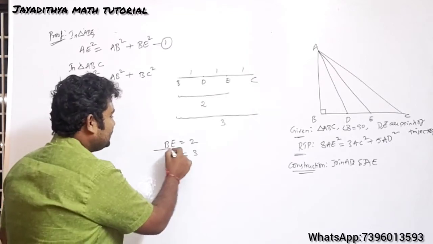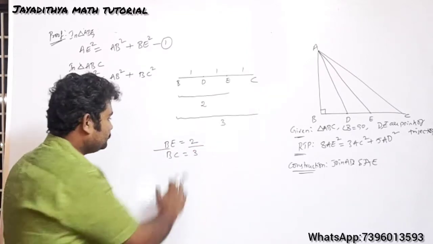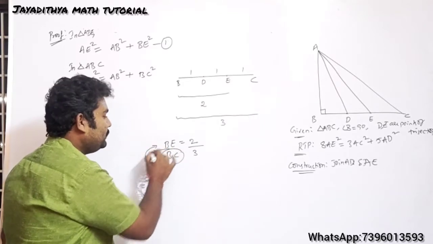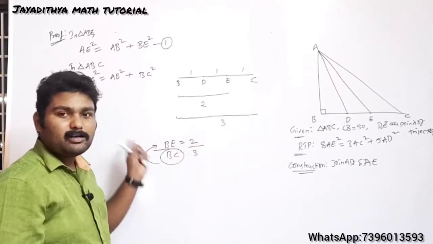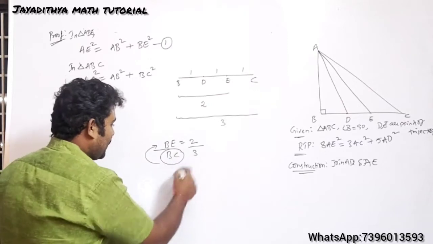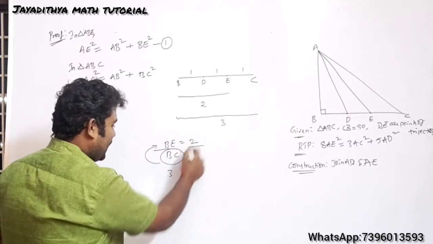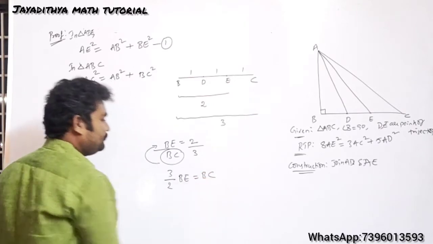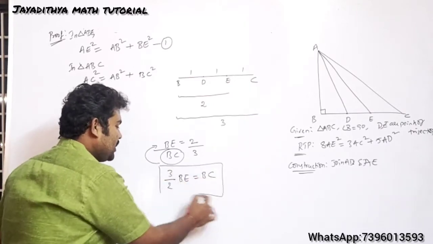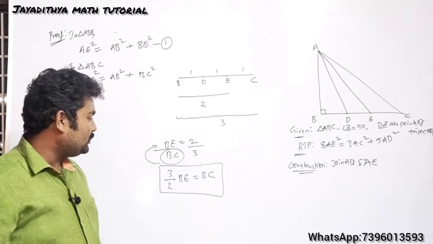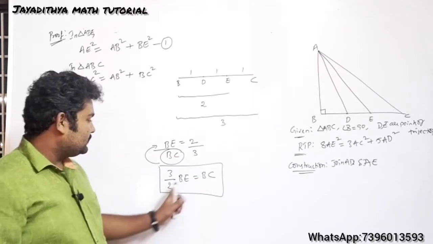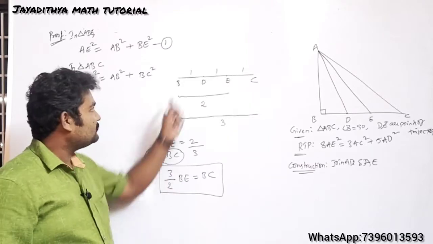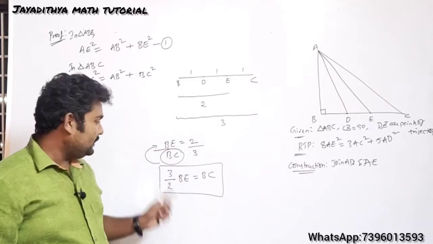For that reason, take the ratio. What happens here? Let us observe. I want BC in terms of BE, that means I want BC on one side and everything else on the other side. Bring 3 to this side and bring 2 here. So that is 3 by 2 BE, which is equal to BC. So BC is equal to 3 by 2 of BE. This part is very, very important. That's why I have explained it very clearly.